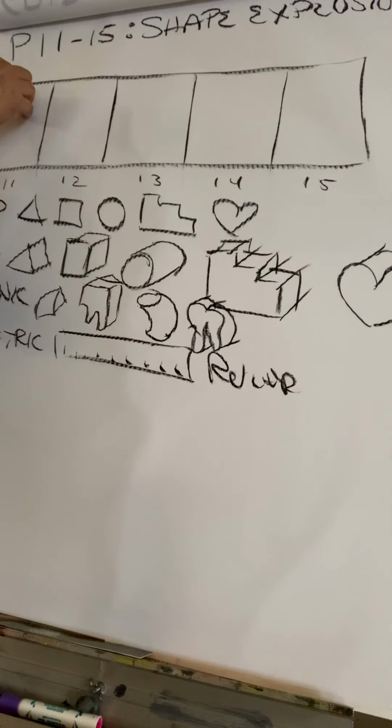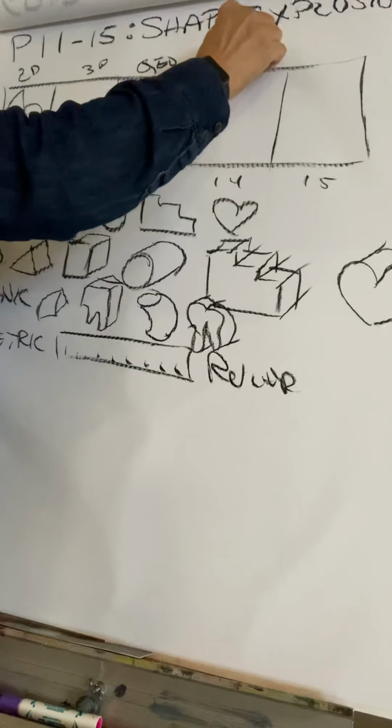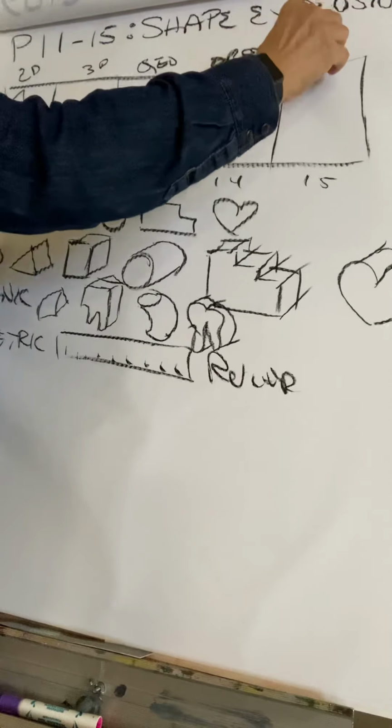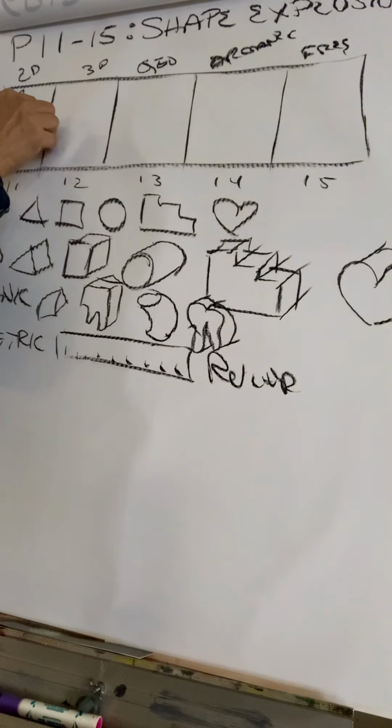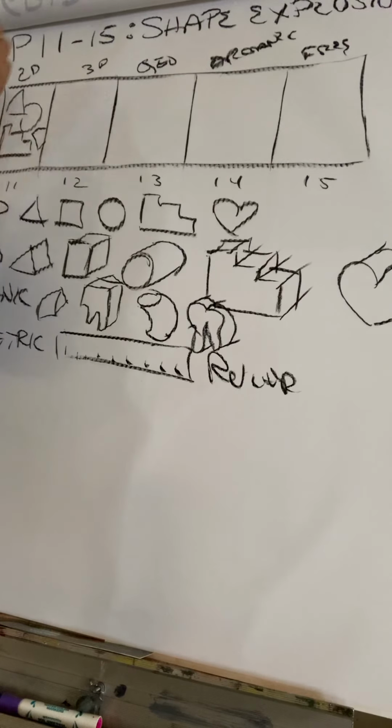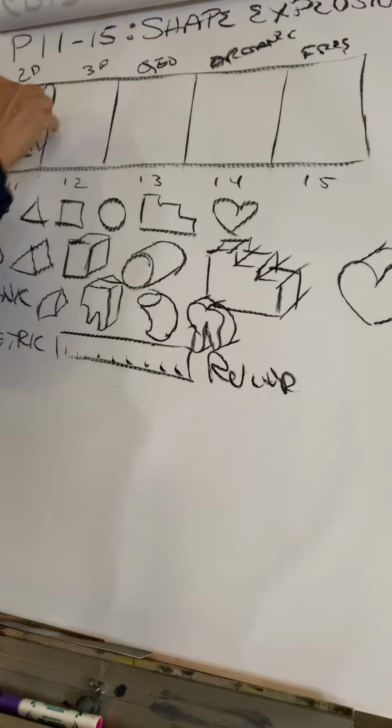Now, what are you going to do? You are going to use these shapes. Let's say I'm going to do this 2D, this 3D, this geo, and this one organic, and this one a free-for-all. Now, 2D. I will overlap my shapes. I will intersect them. I will let them go off the page. Whatever I can do to make variety happen, and to make congestion happen.